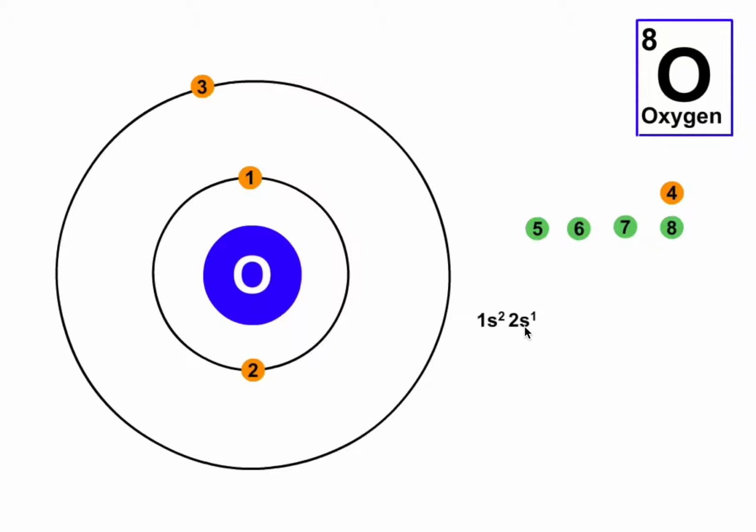The notation 1s2, 2s1 shows us there are 2 electrons in the S subshell of the first shell and 1 electron in the S subshell of the second shell. 1s2, 2s2, 2p4 is what we call an oxygen atom's electron configuration. It's a way of showing where all the electrons in an oxygen atom are found.